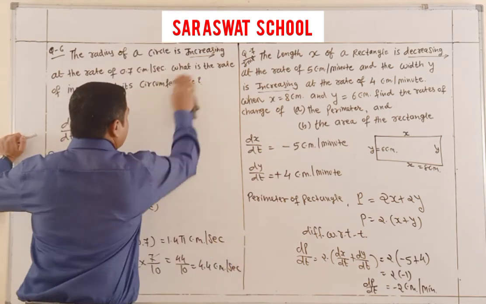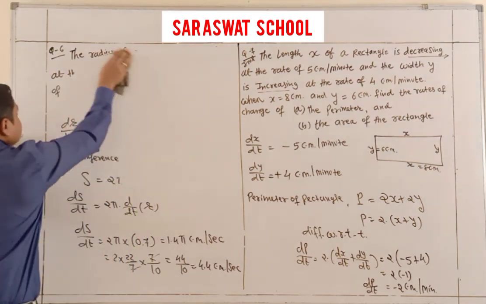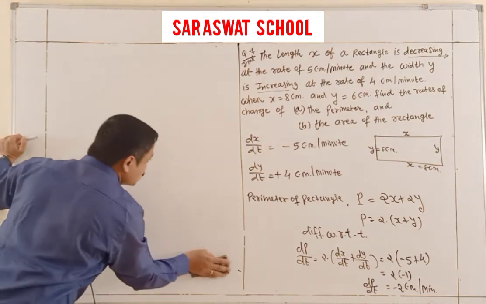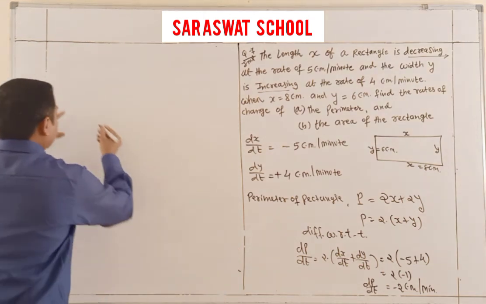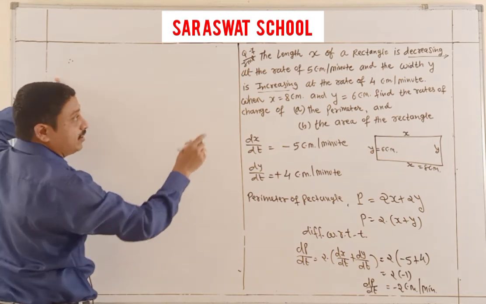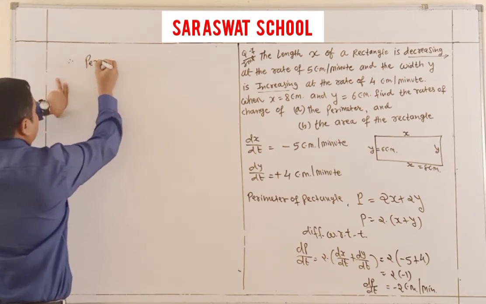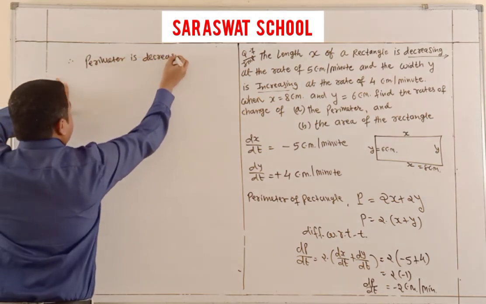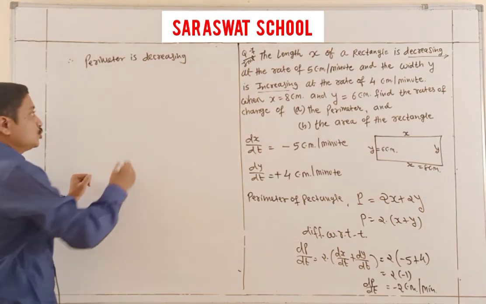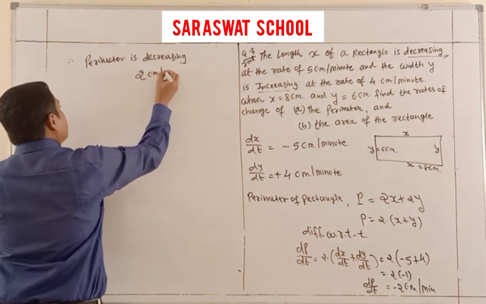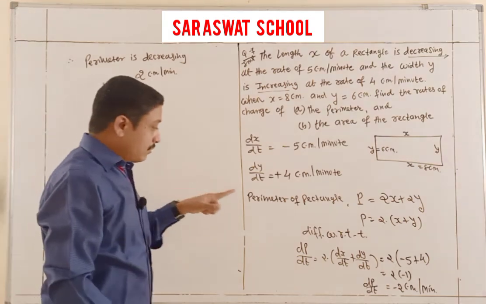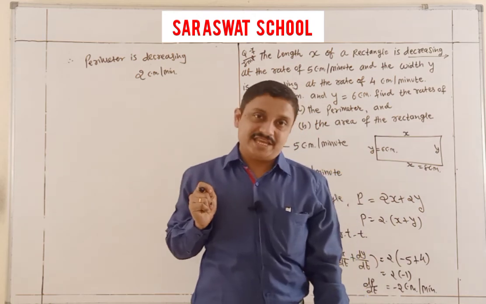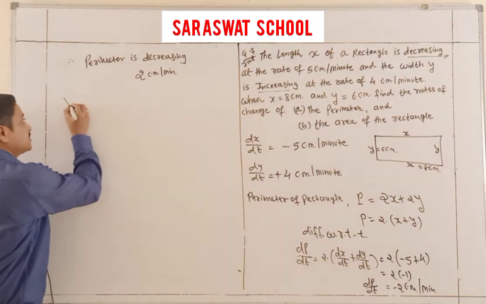Students, this is your first case done. After that, I am moving ahead to the area changing. So here at last I write, therefore the perimeter is decreasing 2 centimeter per minute. Minus value only indicates decreasing. Yes. Now I am going to the second case, area of the rectangle.